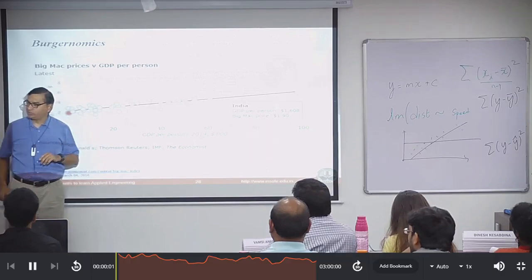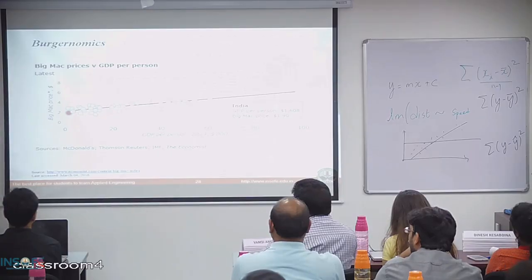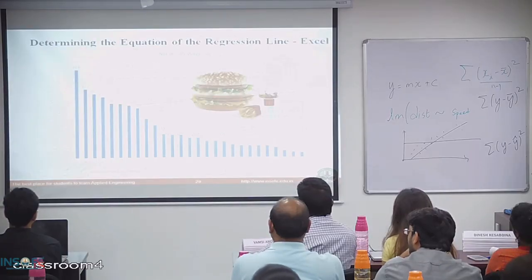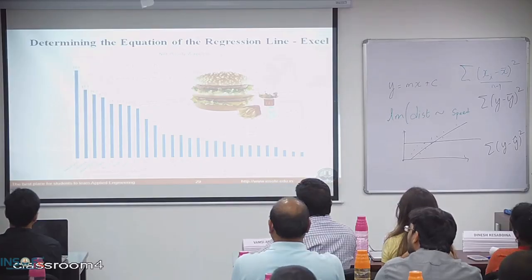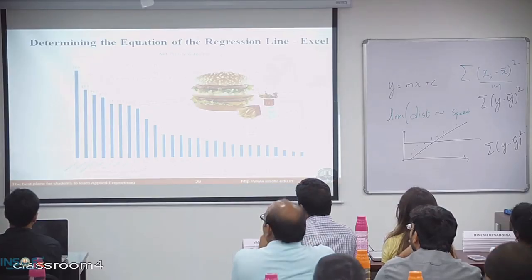from this correlation. Okay. So this is the data set that I'm actually going to use to explain some ideas about linear regression. Okay.